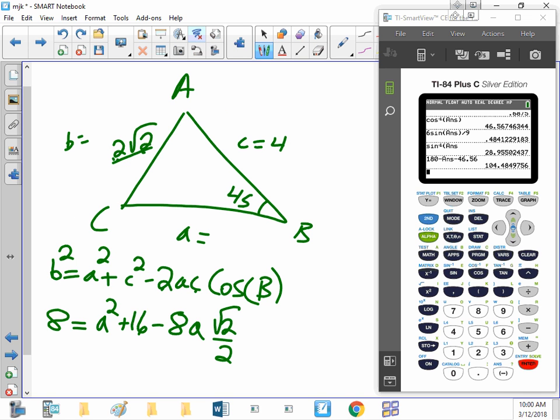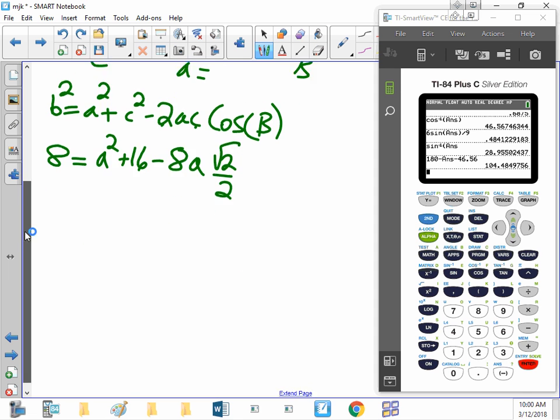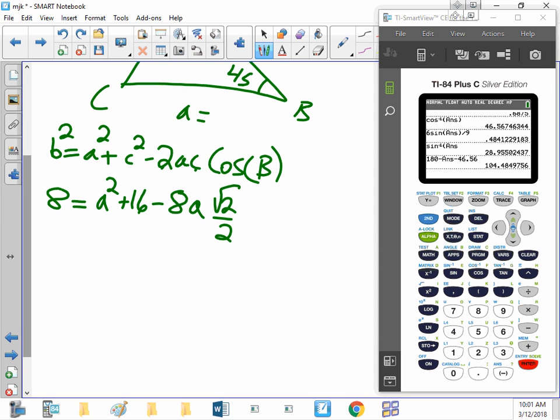Okay. So what should we do? Well, I have A squared and A, which means it's a quadratic. So let's move everything to the right. A squared minus this times this, that would be 4 root 2A, and that cancels. Then I subtract the 8, plus 8 equals 0.